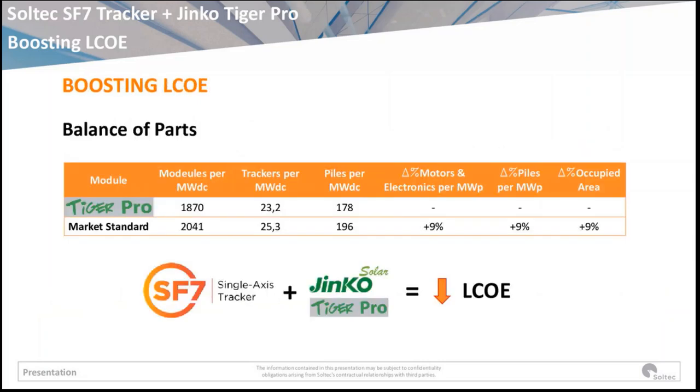And not only the cost of the tracker, it is also the balance of parts. As we are having much more power per tracker, we need fewer PV panels, fewer trackers, 9% less electronics and motors to be mounted, 9% fewer piles. That means much less foundation work. We have 9% less occupied area, which means a lot less grading. So combining the SF7 single axis tracker with the Jinko Tiger Pro, we have a lower LCOE.